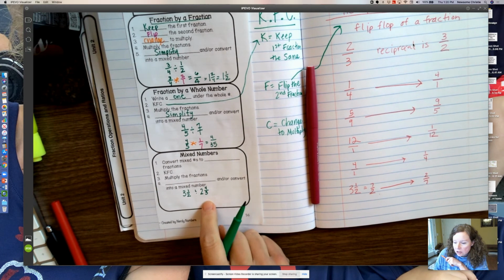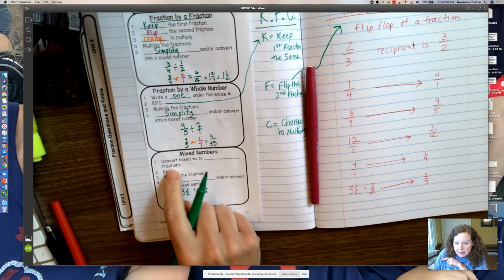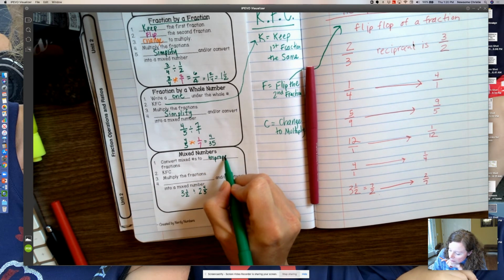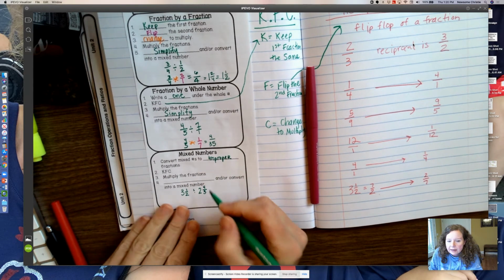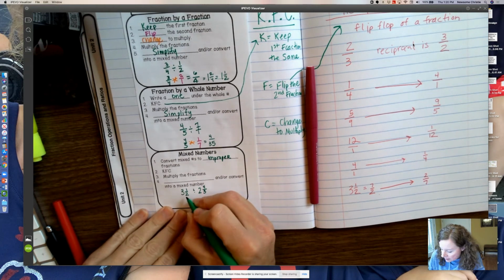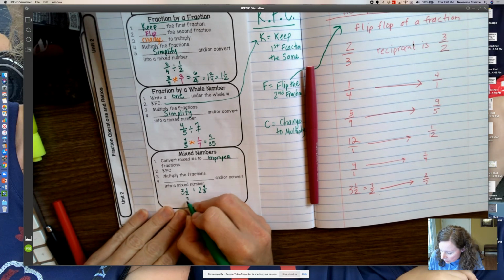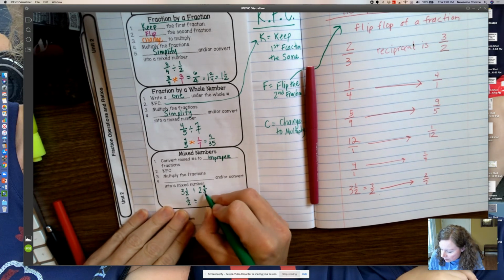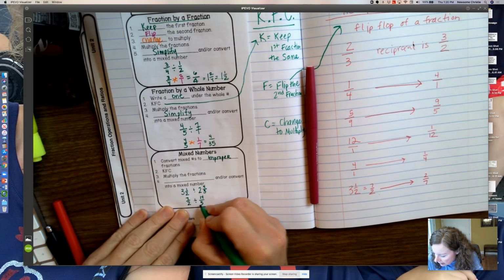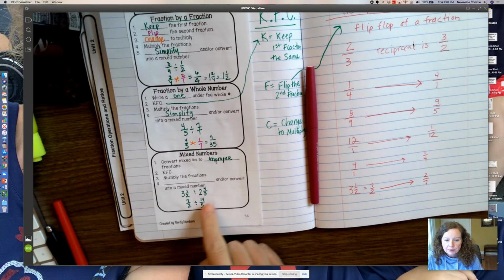So just like when we were multiplying, the first step is to convert our mixed numbers to improper fractions. And you can use your calculator for that. I'm just going to do it with mental math because that's not too difficult for me. So 2 times 3 is 6 plus 1 is 7. So we have 7/2. And then 5 times 2 is 10 plus 4 is 14/5. Okay, so I changed them to improper.